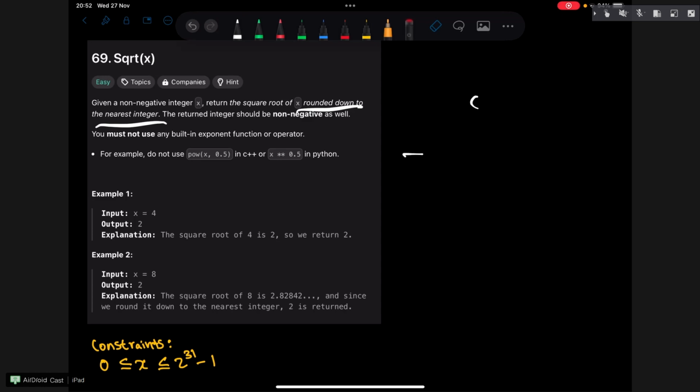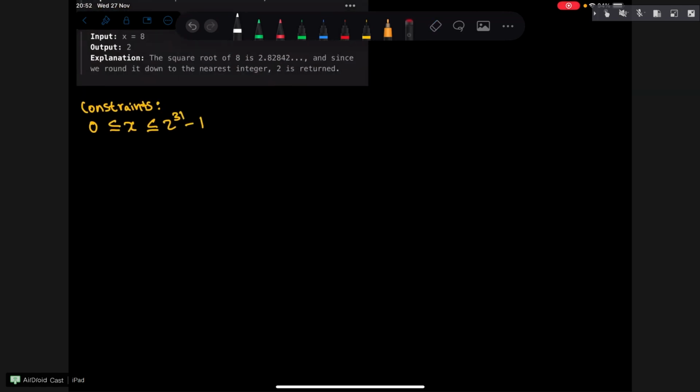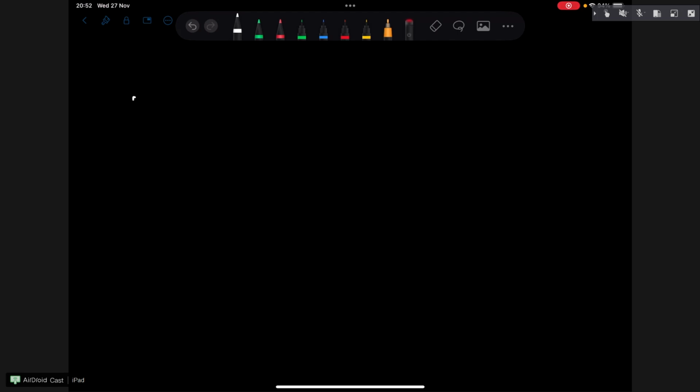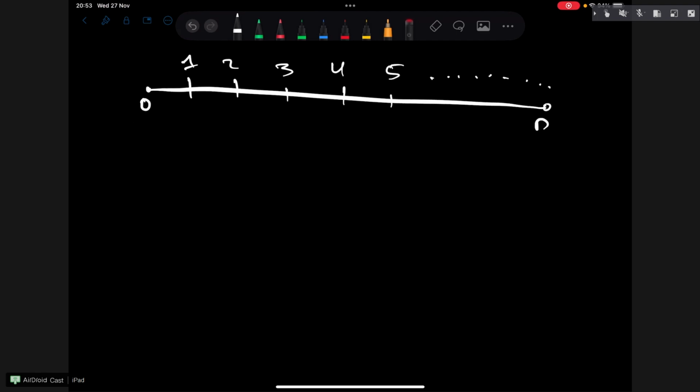Now let's go to the brute force solution for this problem. The first thing that came to my mind when thinking of the solution was to think of it as a number line. So we have a number line starting from 0 till n, with an interval of 1, 2, 3, 4, 5 and so on till we reach n. What we can do is go to each point. Suppose x is given as 8. We go to each point and ask, is its square greater than 8? That is what we're going to ask.